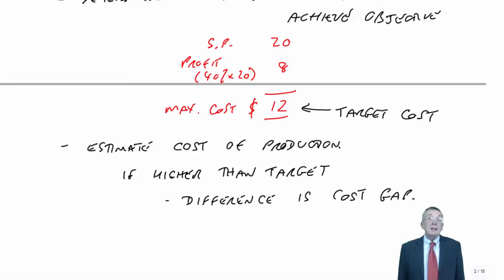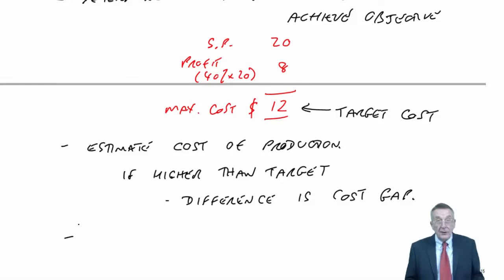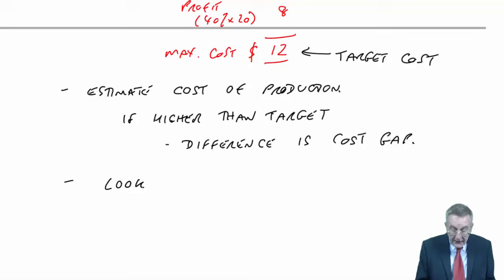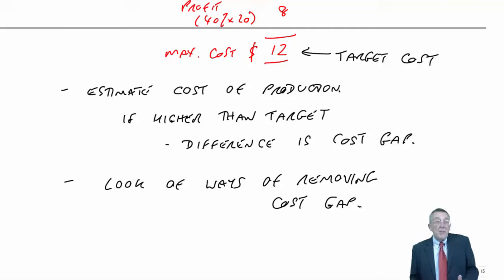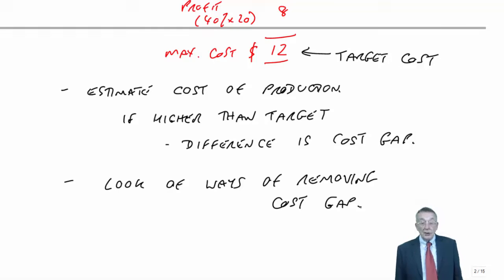So if we have an estimated cost of production of 13, our target is 12, that difference of $1 is a cost gap. And what we've then got to do is look for ways of removing that gap. Now we'll discuss what sort of things we might consider in order to do that. But that's the idea of it. We've got to try and get the cost down to 12. And if it currently appears to be more than 12, then we look to see how we can reduce it and get down to our target.